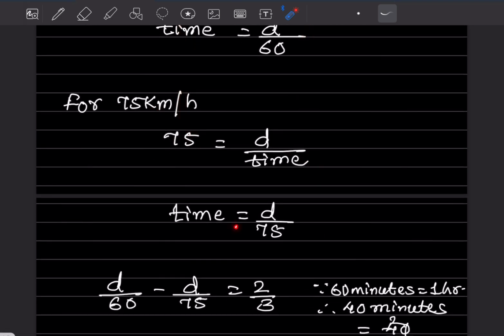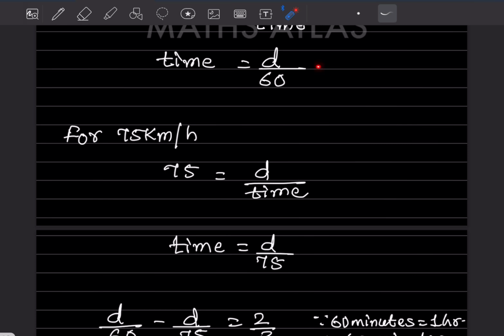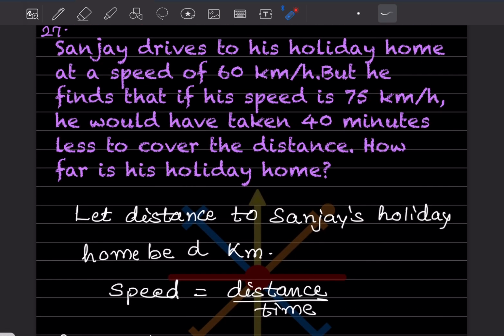So now we can say d is time is equal to, same thing will follow what I showed for this one, 60, that is going to be here 75. So now we are going to see the difference. Now because they have said how far is his holiday home. So first thing, this is taken as 40 minutes and this is in hour. So this 40 minutes is to be converted in hour first.